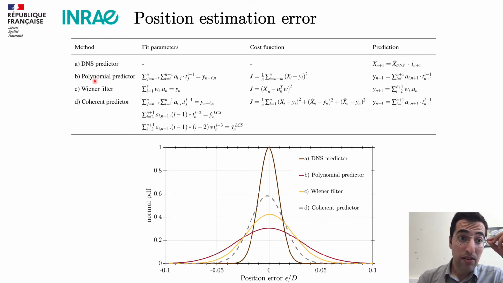And if you look at method B, the polynomial predictor, which is third order polynomial, you have a high error, and the distribution is not narrow. Wiener filter showed better performance, and we showed by using the coherent predictor that we can have more accurate estimation by using coherent neighbor information.